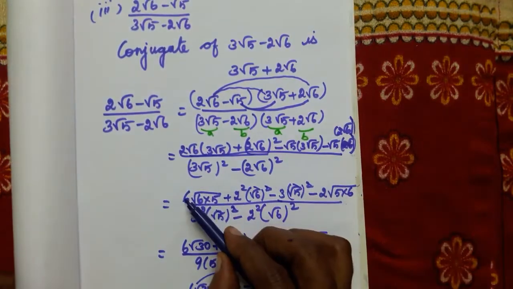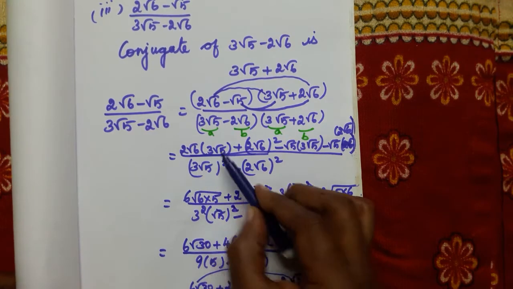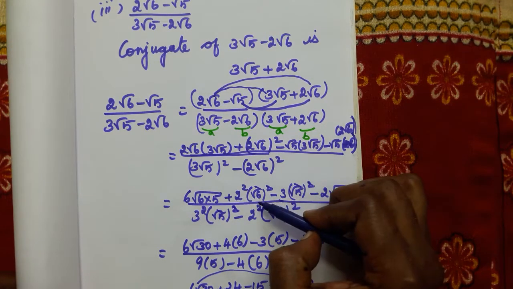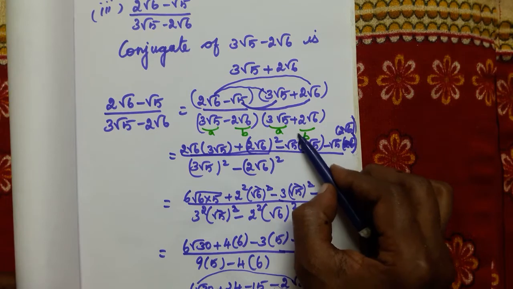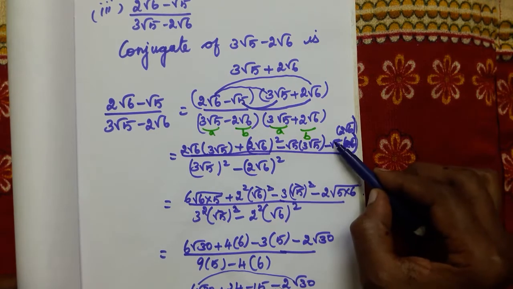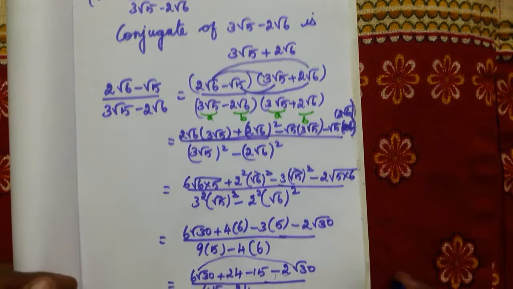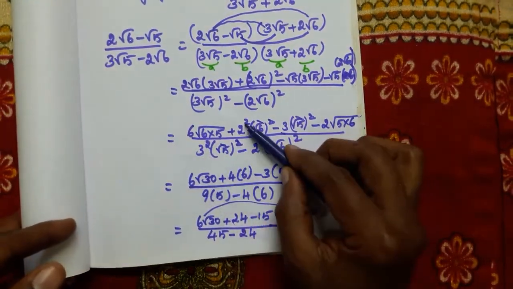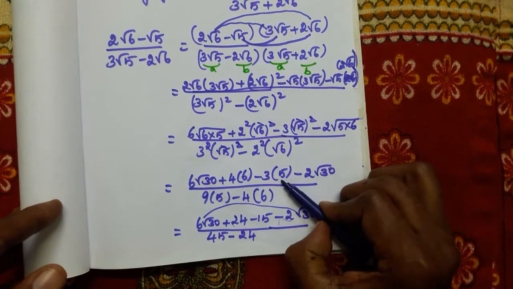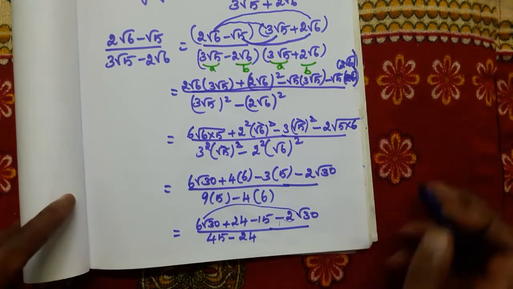Here the numerator is 2 root 6 into 3 root 5: 2 into 3 is 6, root 6 into root 5 is root 30. Next, 2 root 6 the whole square means 2 square into root 6 the whole square. Next, minus 1 into 3 means 3, root 5 into root 5, root 5 the whole square. Next, coefficient 1 into 2 is 2, root 5 into root 6 means root 30. It's equal to 6 root 30, 2 square means 4 into 6. Next, minus 3 into root 5 the whole square is equal to 5, minus 2 root 30.